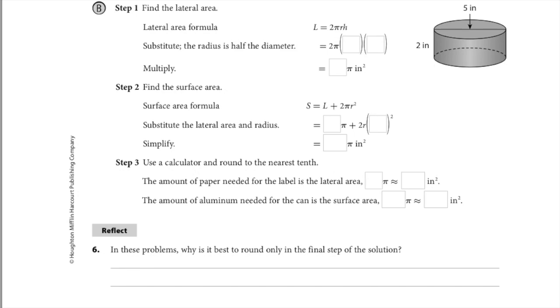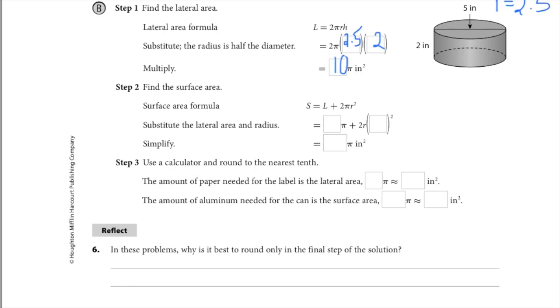There we go. So we've got our lateral area formula. We know our diameter this time. So do make sure that you cut that in half to get the radius. The radius is going to be 2.5. So 2 pi 2.5 times the height of the cylinder, which is 2. And then multiply that all out, we should get 10 pi inches squared.